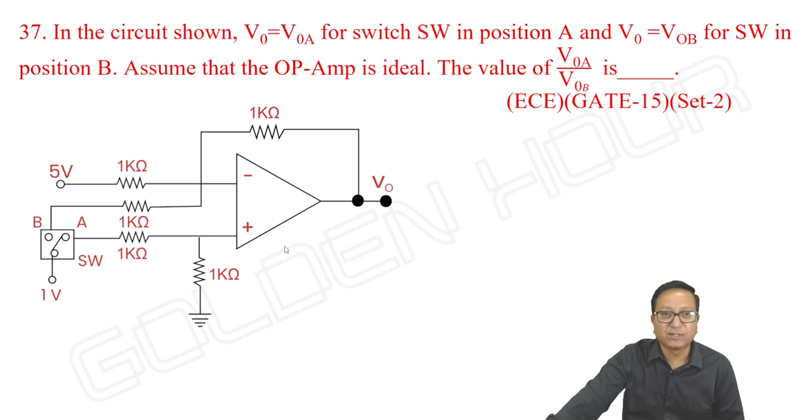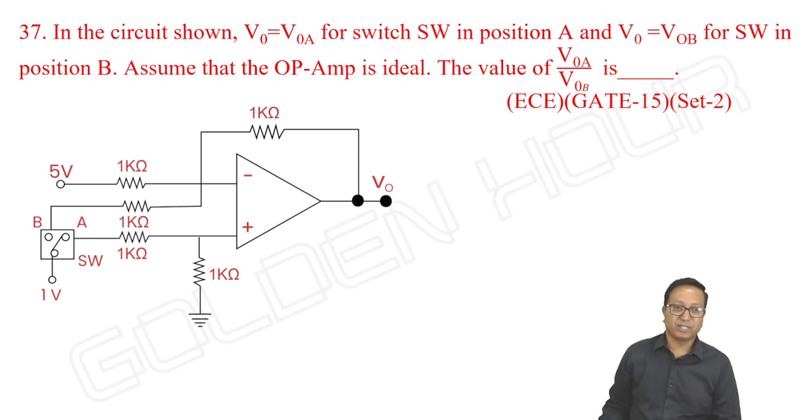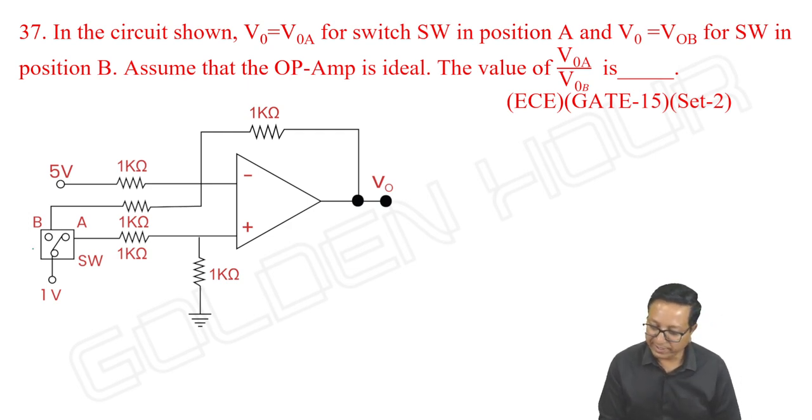In the circuit shown, V output is equal to VOA for switch SW in position A and VO is equal to VOB for switch in position B. Assume that the op-amp is ideal. The value of VOA by VOB is? Okay, the switch is initially at position A. Position A means case 1, I am writing.